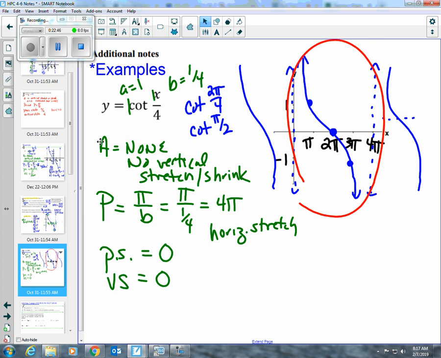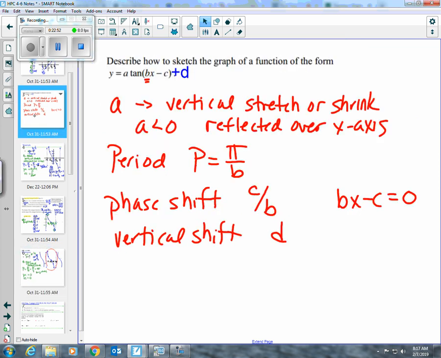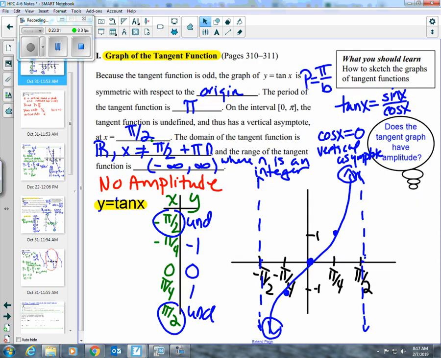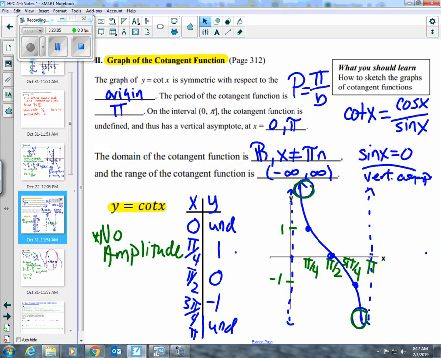All right, so we have some similarities and differences to sine and cosine. We can still do all of the transformations, so all of those things that we talked about. No amplitude, remember, because that a value is just the vertical stretch or compression. But I want you to be comfortable and familiar with the parent graph for tangent and then the parent graph for cotangent.